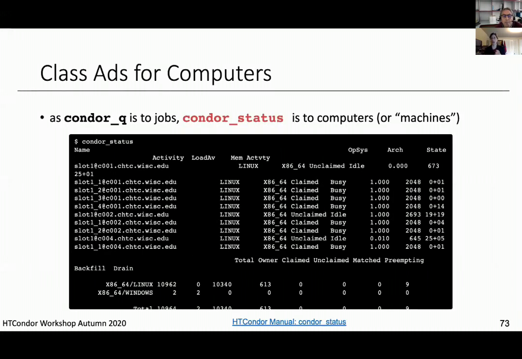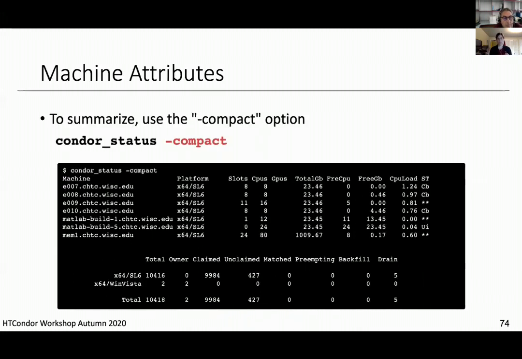Okay. Most users, the main thing they need ClassAd attributes for is to look at their jobs, but they can also be useful to look at computers. condor_status lists all the machines in a pool in the same way that condor_q lists all the jobs, and a lot of the options work in the same way.